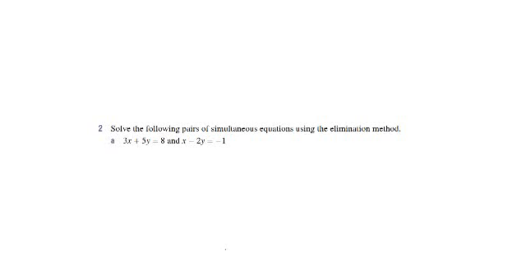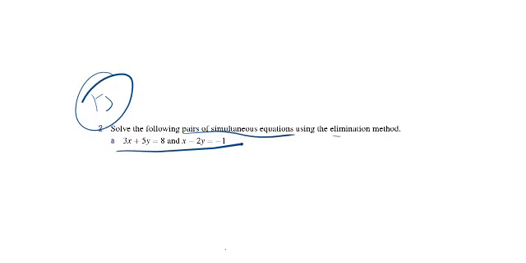This is question 1J, question 2. So I have two equations. It says it's a pair of simultaneous equations, and I have to use the elimination method. So it's 3x plus 5y is equal to 8.